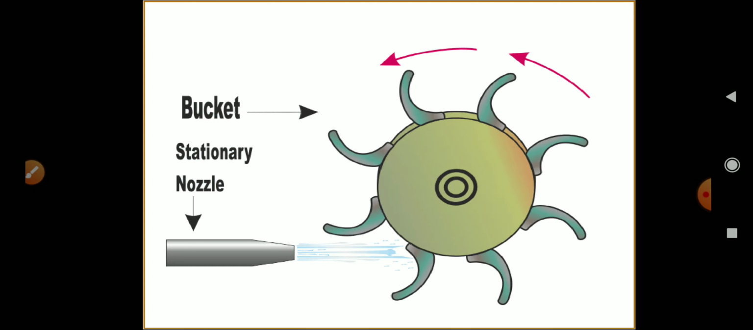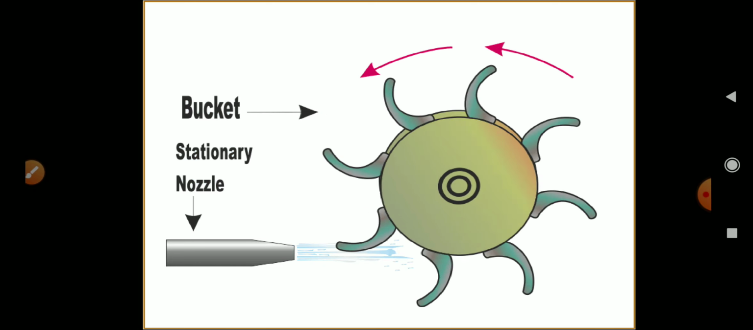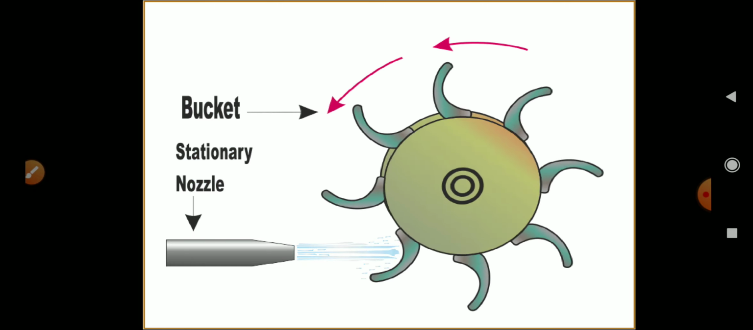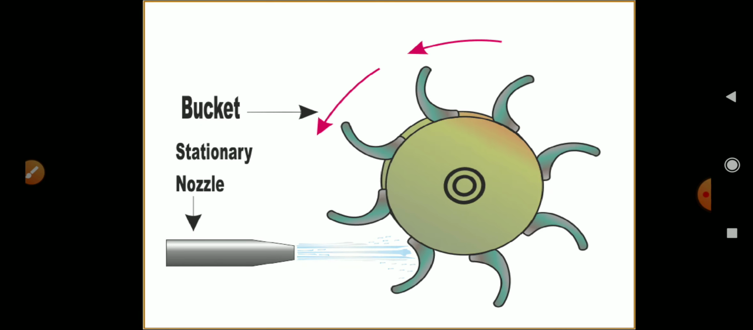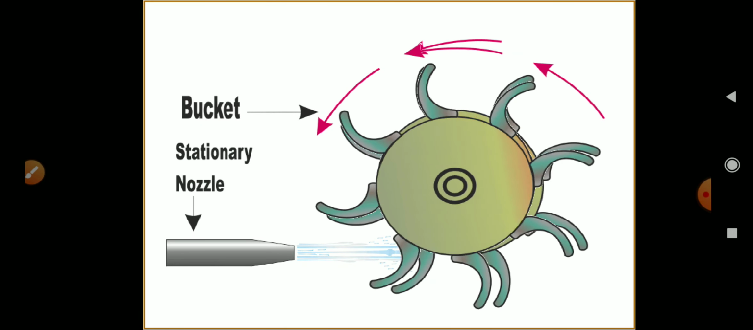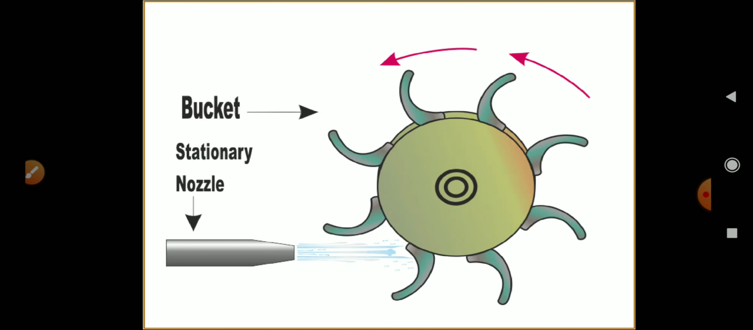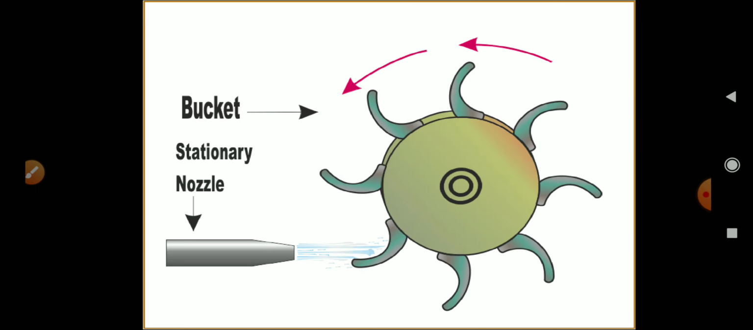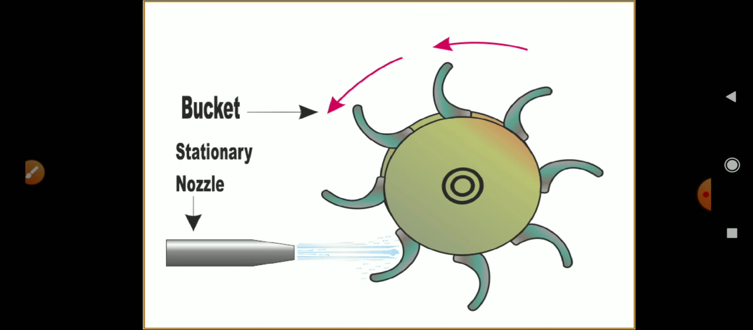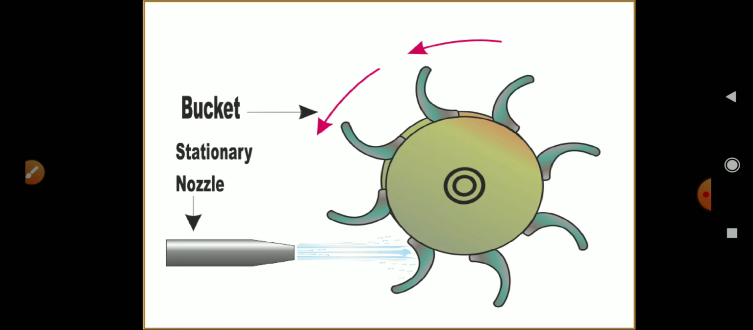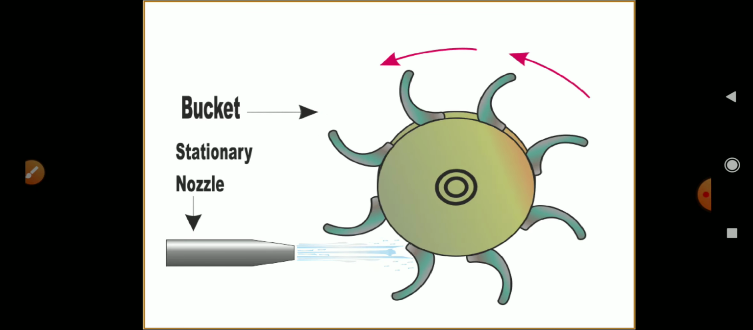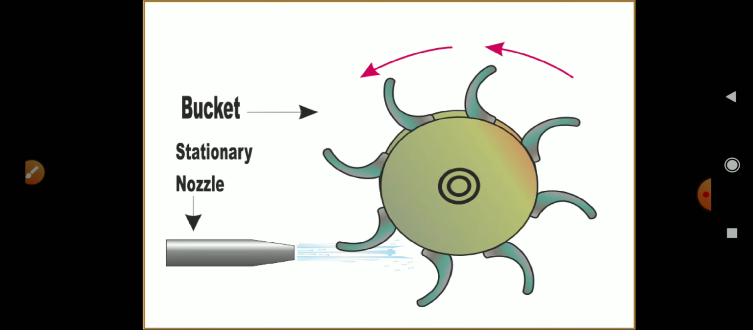There is a stationary nozzle. From the nozzle, the turbine has a bucket-like structure mounted on its shaft surface, which is moved by the very high speed steam falling on its bucket surface, and it is thus moving.